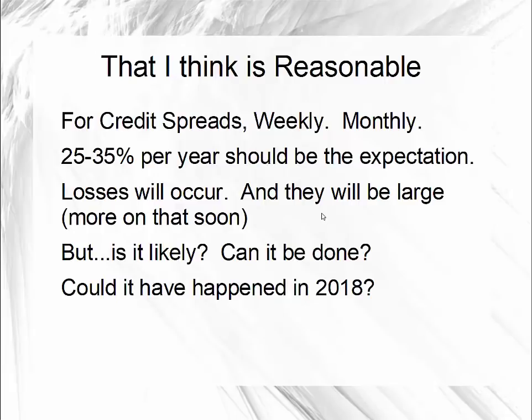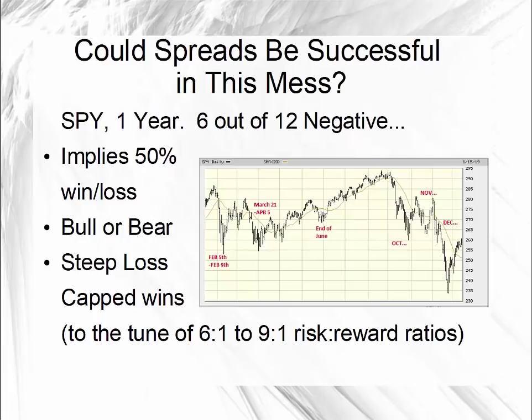Losses will occur and they will be large at times, even if you're using a stop, even if you're using a trigger. Sometimes you won't be able to avoid it. There will be positions you will end up taking close to a 100% loss. But is it likely to get 25 to 35% per year? Can it be done? And could it have happened last year?